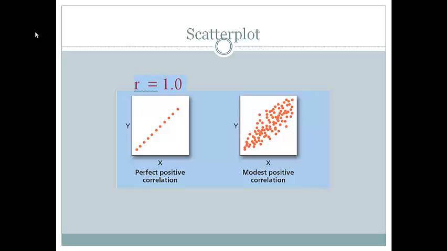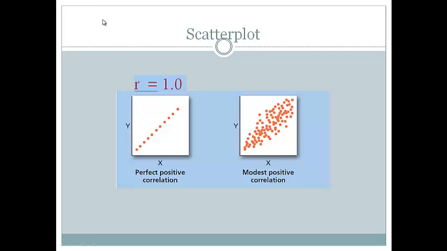Now, we probably wouldn't get a perfect positive correlation, and here we see r equals 1.0 for perfect positive correlation. r represents the Pearson r correlation coefficient. That's the statistic we see when we look at correlation, so it's represented as r equals some number, positive or negative. Remember, that's between 1 and negative 1. But we probably wouldn't see a perfect correlation for number of hours studied.